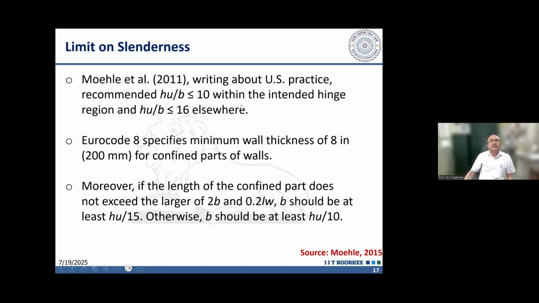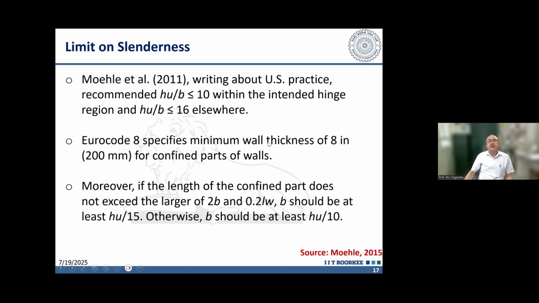And Moyle has suggested in his book and some research papers that it is recommended that HU by B should be less than 10. What does that mean? If we are having, let us say, a 3-meter story height, then the shear wall thickness cannot be less than 300 millimeter in the bottom story where the hinge formation will take place. And in those areas where the hinge formation is not taking place, it can be HU by 16. That means up to 200 we can allow. That's the recommendation of Moyle.